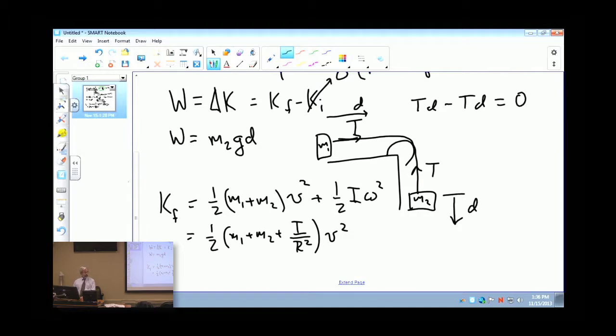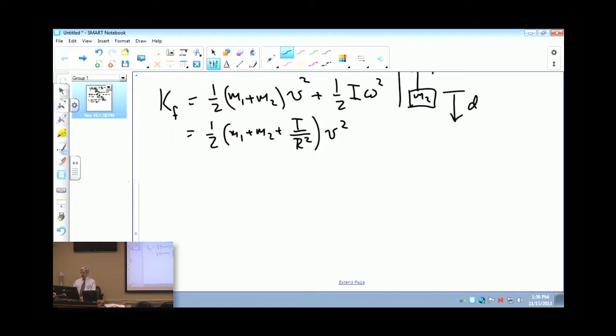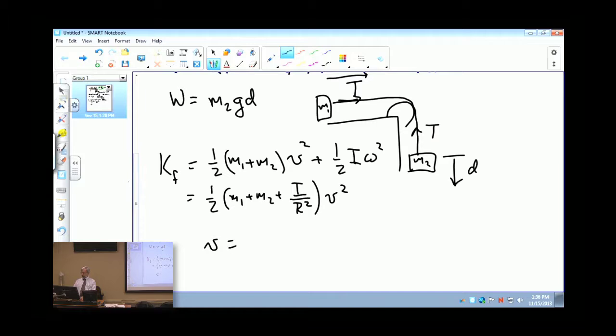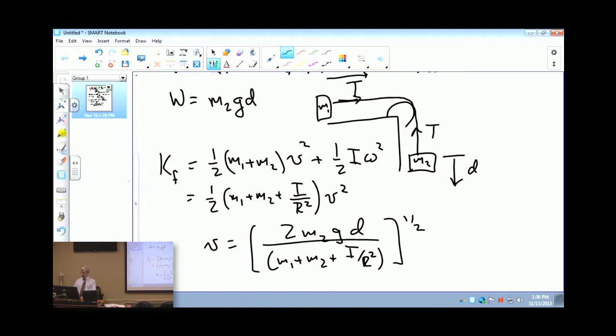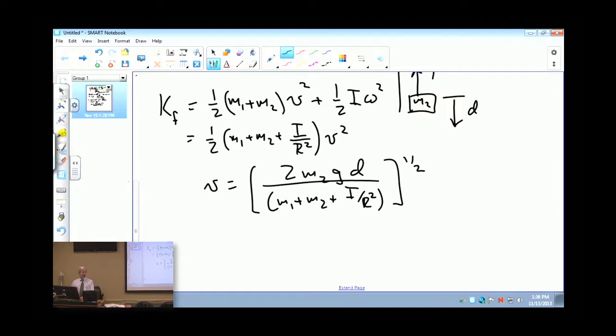Which then makes it easy to solve for the velocity of the blocks at the end. So the velocity is going to be the square root of 2 m2 g d divided by m1 plus m2 plus the moment of inertia over r squared. And I think we had this problem previously, neglecting the moment of inertia of the pulley, so you could go back to check that one. Set I to 0, and that should correspond to the problem we did before using the work-energy theorem for exactly this system, but neglecting the rotational kinetic energy of the pulley.